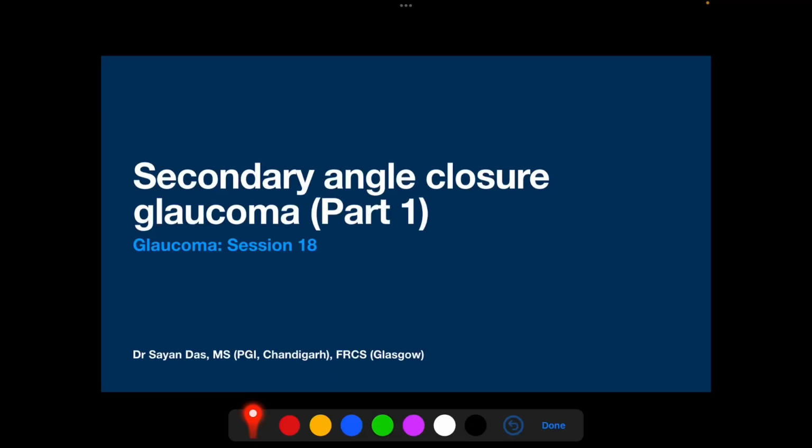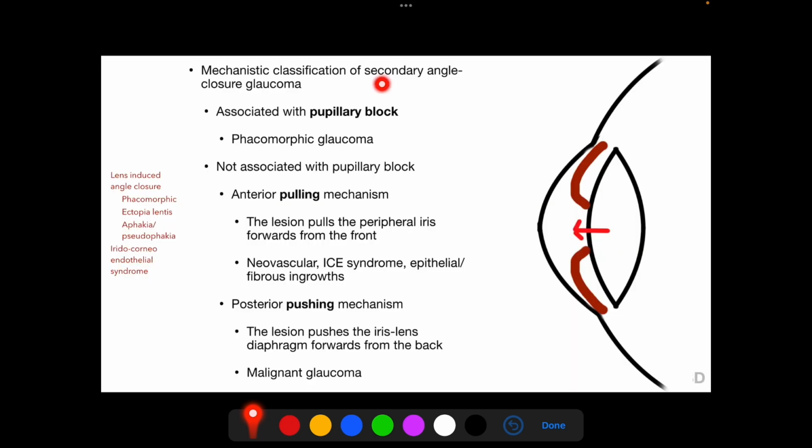Welcome. In this session, we begin our discussion of secondary glaucomas which have angle closure as the primary mechanism of causation of glaucoma. And secondary angle closure glaucomas are subclassified mechanistically into those associated with pupillary block and those not associated with pupillary block. And the latter are further subclassified into those with an anterior pulling mechanism and those with a posterior pushing mechanism. In secondary angle closure glaucoma associated with pupillary block, the pupil is occluded usually by the crystalline lens, vitreous or the intraocular lens.